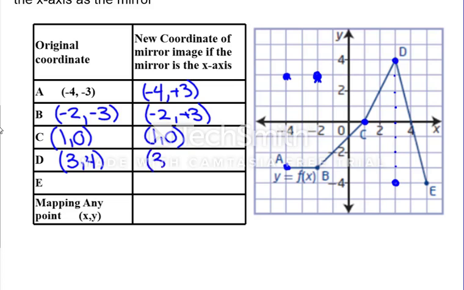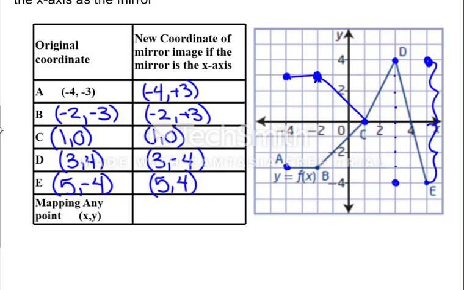Its new coordinate is 3, -4. And last but not least, we've got point E. It is at 5, -4. It is 4 units from the x-axis, so if we're going to reflect it across, it's still going to be 4 units across. So we end up at 5, 4. If I was to draw it in, our graph would look like this. Our new graph, that's a reflection across the x-axis.